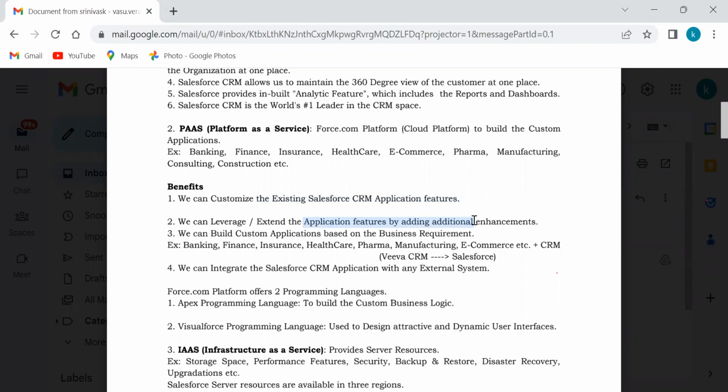You can add some additional enhancements in order to extend the application features by using this Force.com platform. And also we can build custom applications based on the need. And also we can integrate our Salesforce application with any external system.